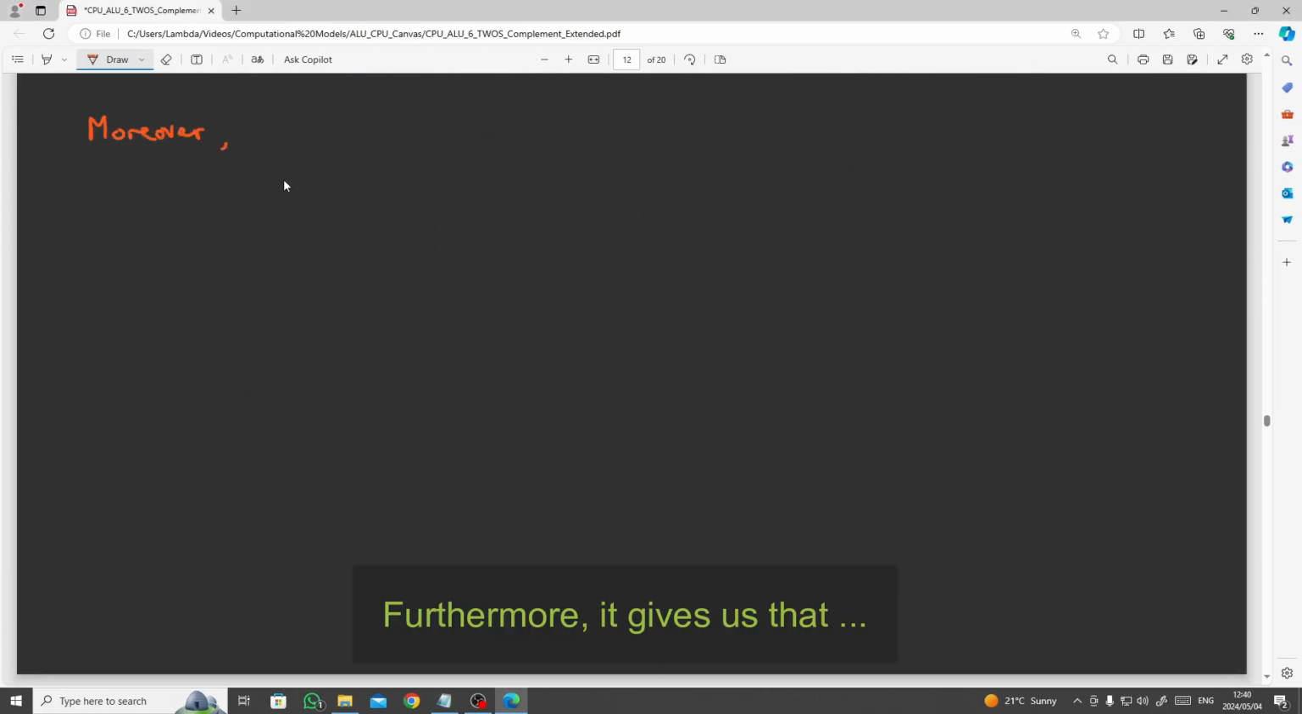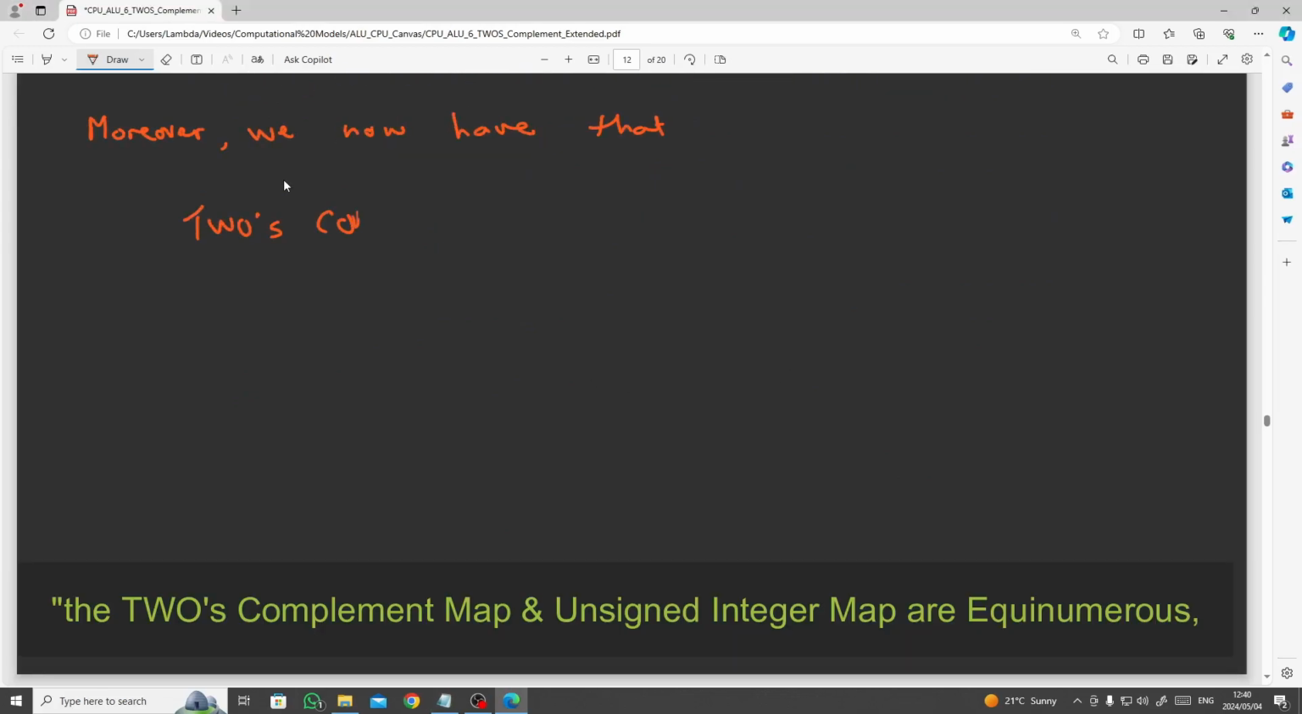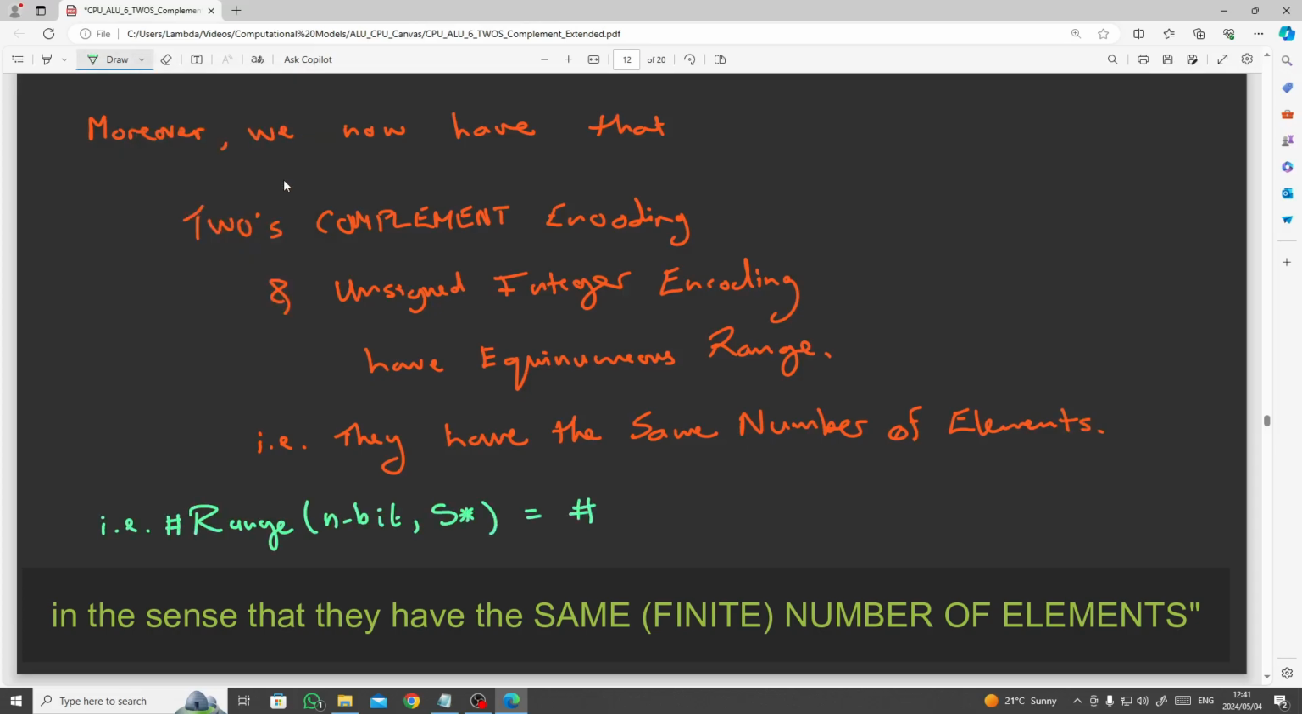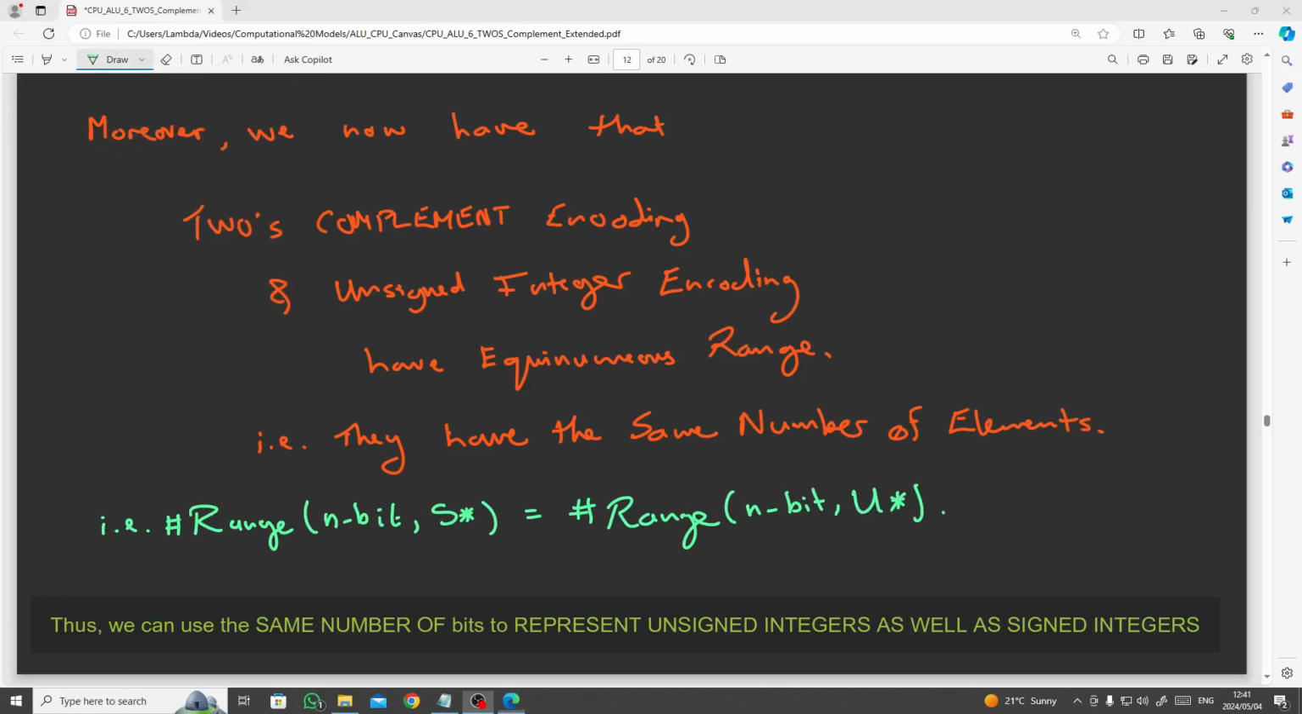Furthermore, it gives us that the 2's complement map and unsigned integer map are equinumerous in the sense that they have the same finite number of elements. Thus, we can use the same number of bits to represent unsigned integers as well as signed integers.